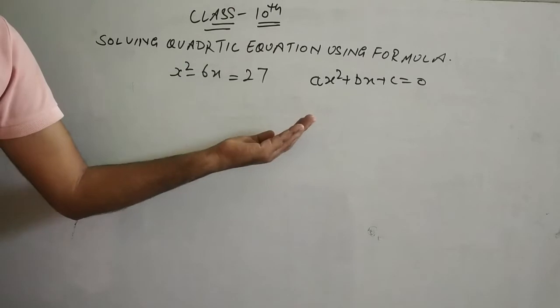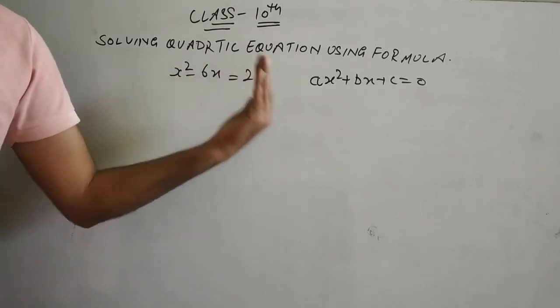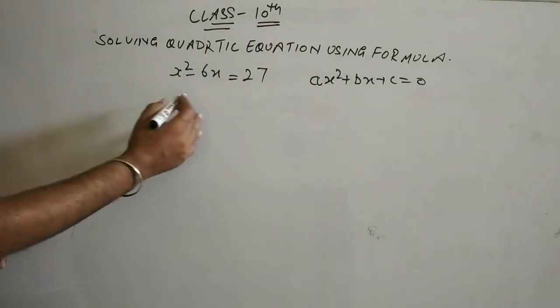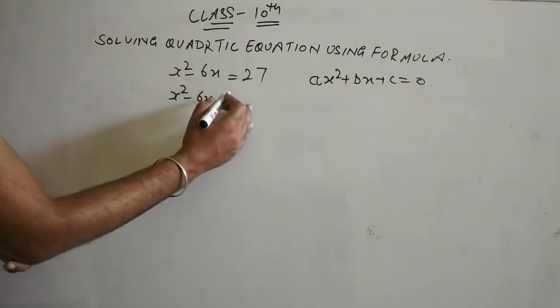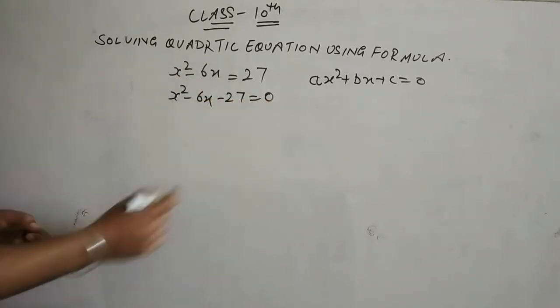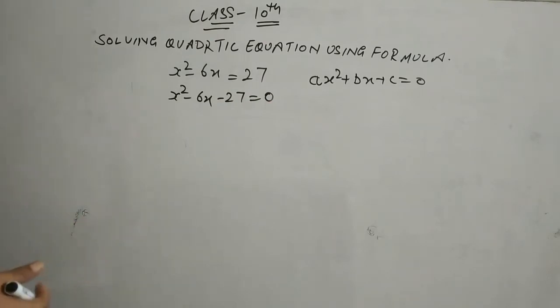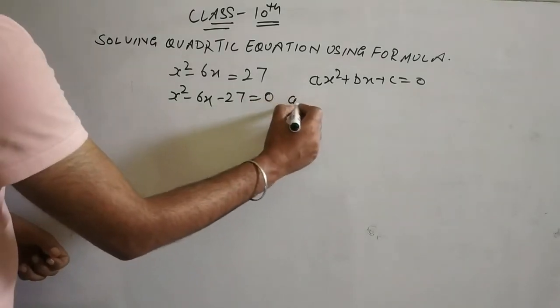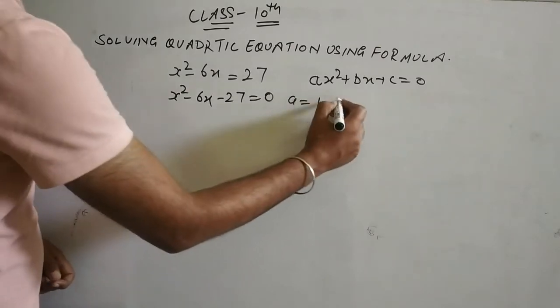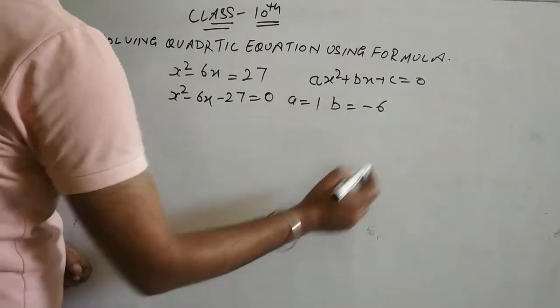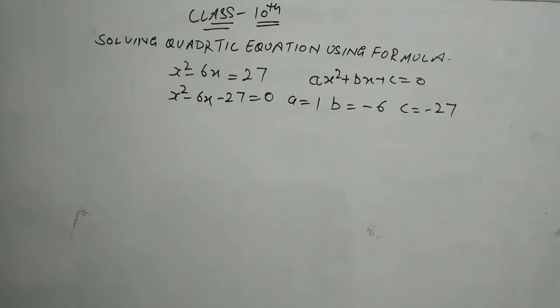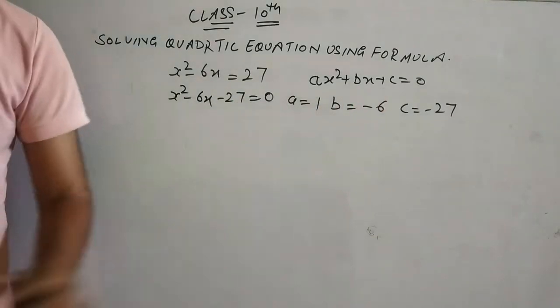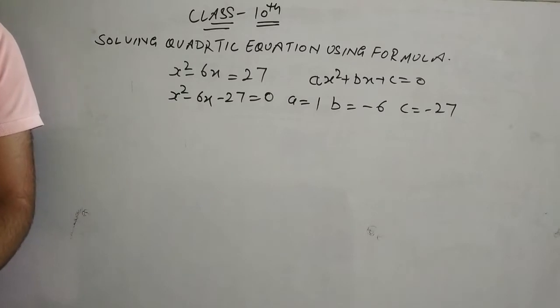We will bring all the terms on the left hand side, so we will have a 0 on the right hand side. The right hand side should be 0. x square minus 6x minus 27 is equal to 0. From here we will have the value of a, that is equal to 1, and the value of b is equal to minus 6 and the value of c is minus 27. So we got all the values a, b and c. We have found the three values.